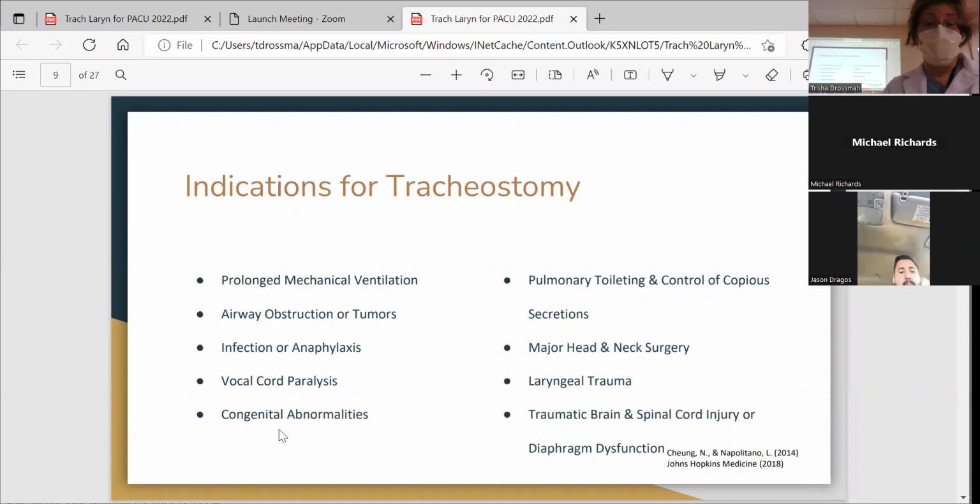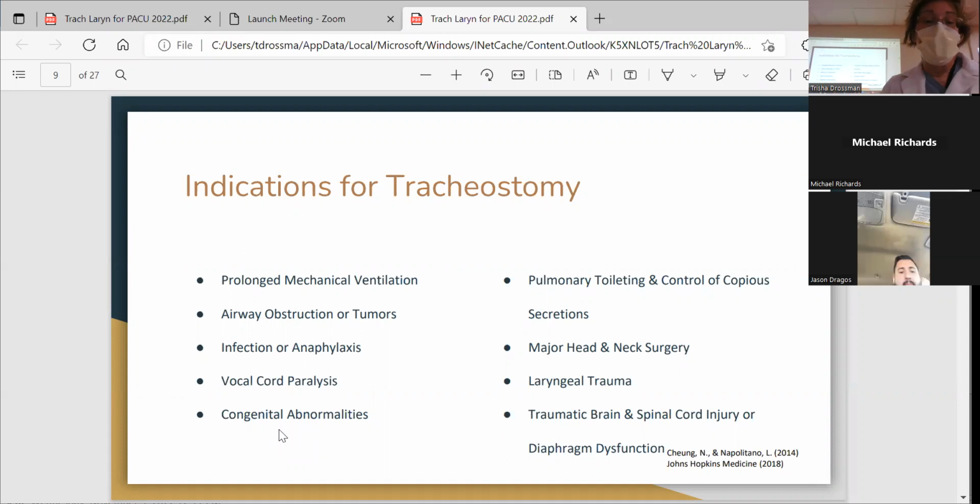Also, if there's any kind of airway obstruction or tumor, which is the majority of our patients, they have a cancer on their tongue or base of tongue, and we need to do a resection, and we know this flap is going to be very large and will prevent their ability to breathe, so we will put a trach in, planned with their free flaps. Infection or anaphylaxis: sometimes you see Ludwig's angina or any kind of anaphylactic reaction to medication, and it'll cause angioedema to the point that they're swelling and you're not able to intubate.